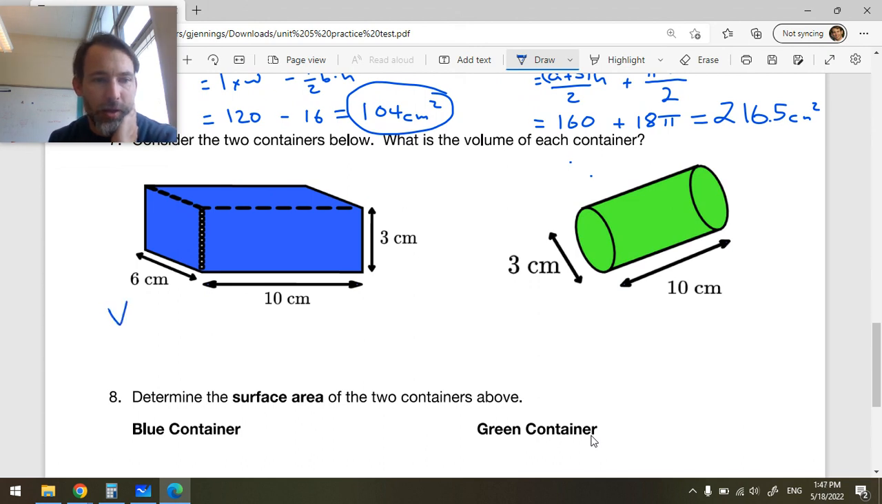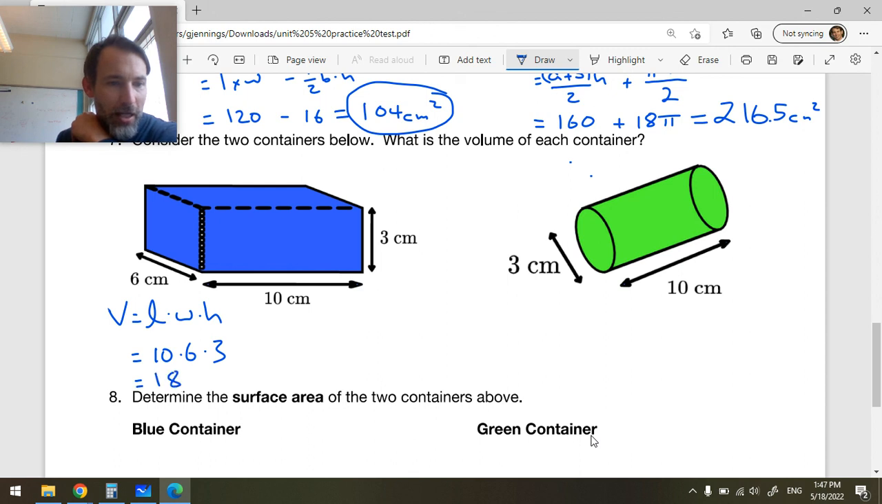Volume of a rectangular prism is equal to length times width times height. So in this case, that's equal to the length, which we'll call 10, times the width, which we'll call 6, times the height, which we'll call 3. Okay? 10 times 6 times 3 is 180 centimeters cubed. Because we're counting cubic, we're counting sugar cubes there to say how many cubic centimeters that is.